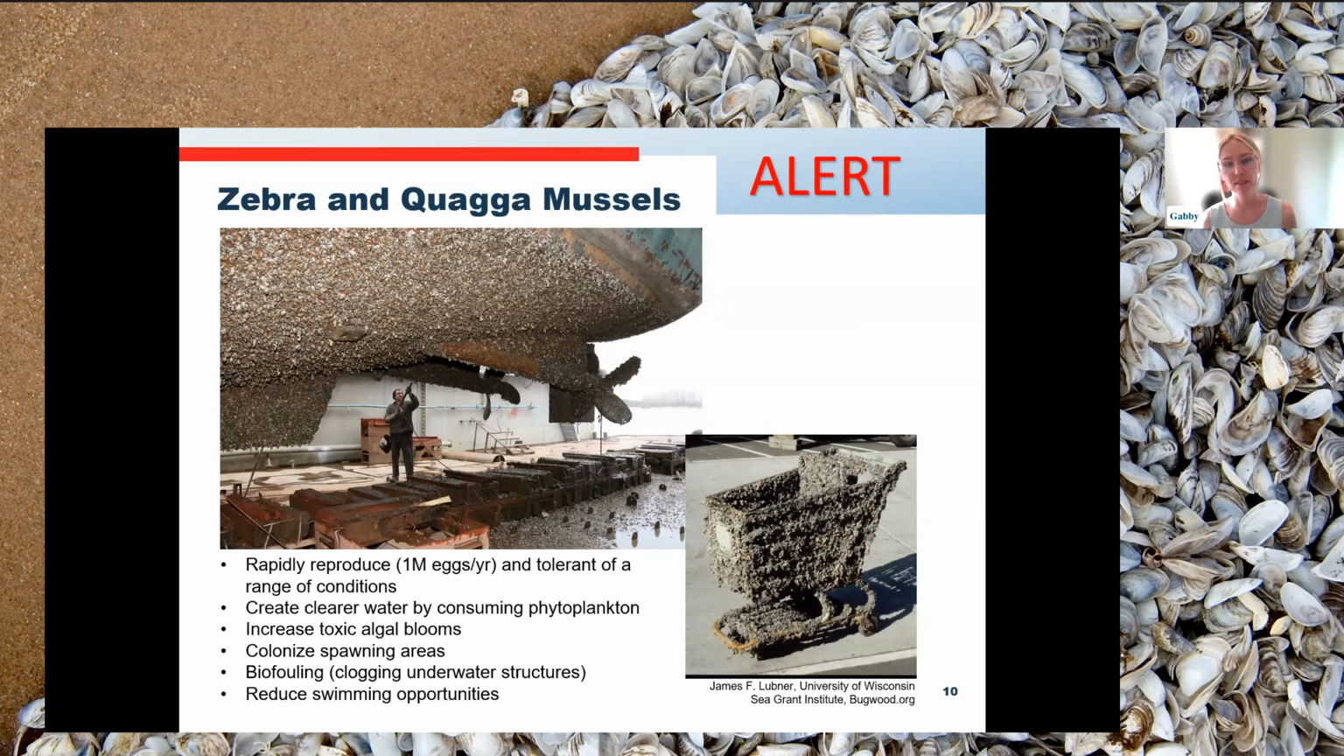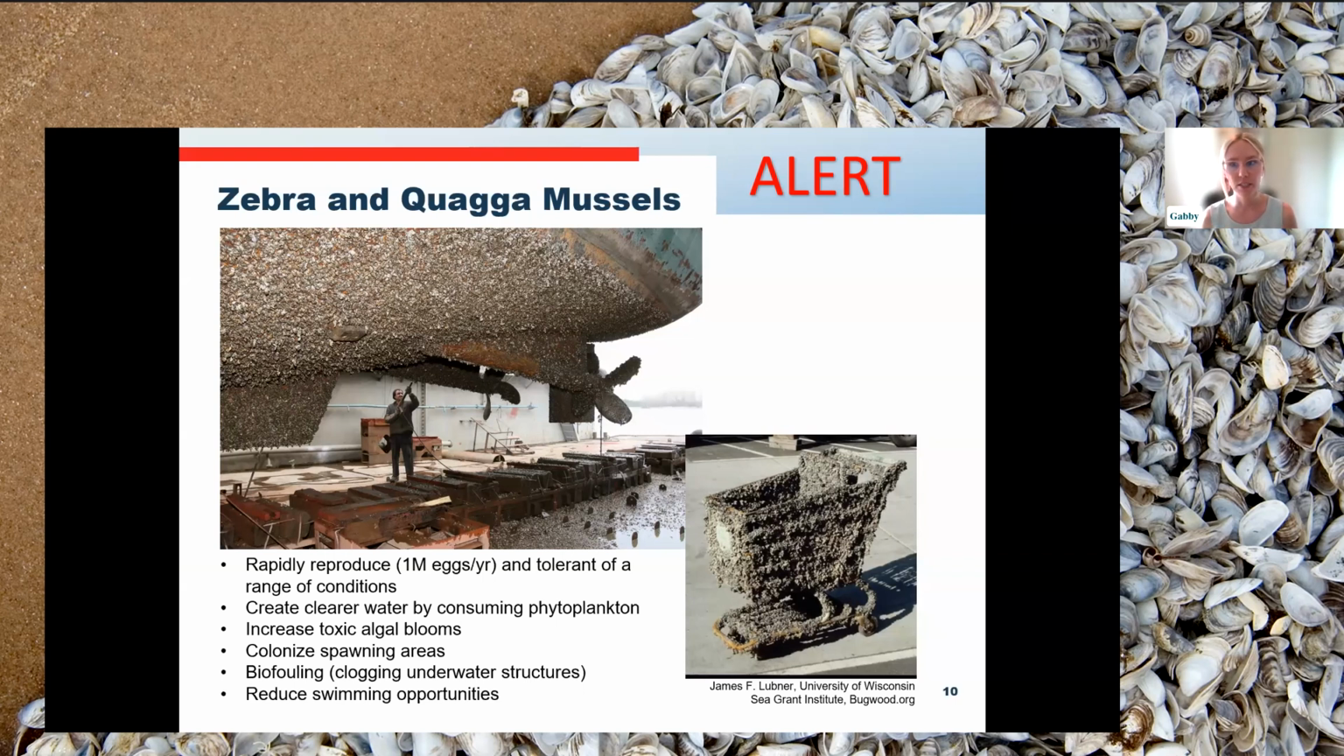The other piece to this is that the juvenile zebra mussels and quagga mussels are actually microscopic. You can't see them with the human eye. So even though you think something might be clean when you take it out of the water, a lot of the time it could potentially be carrying something. So again, just so important to be cleaning, draining, and drying anything that touches the water before moving on to another body of water.